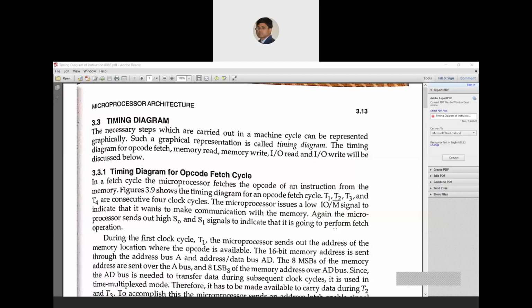Okay, so today we are going to discuss the topic timing diagram of 8085.